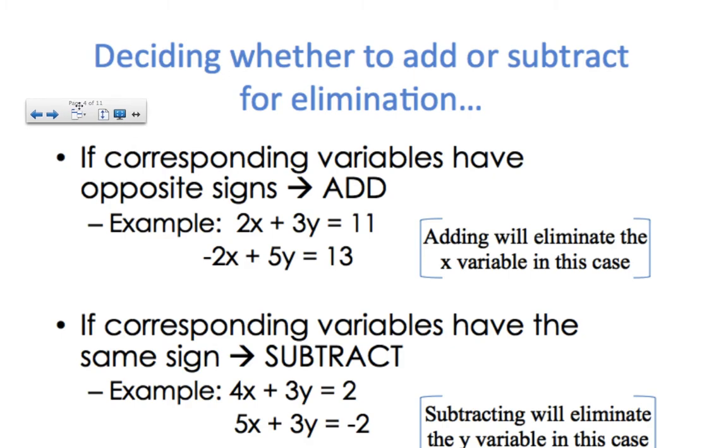Before we do that, let's talk for a second about how you decide whether to add or subtract. If the corresponding variables, so the x's or the y's, have opposite signs, you add. If they have the same sign, you subtract. So notice here, we have a positive and a negative, so we add. Down here, they're all positive, so we will subtract. All right, let's take a look.